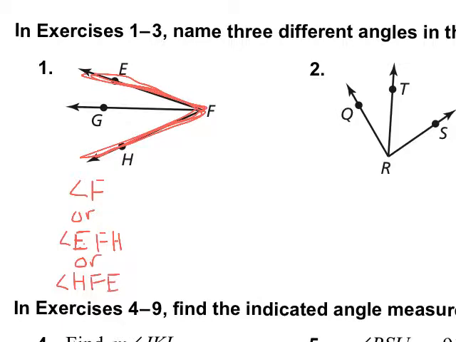Okay, so that's really only three different ways to name the same angle. So that's really only naming one angle. So let's name the other ones. So these are going to be my other two angles. Unfortunately, you cannot name these angle F because that's not the complete angle.